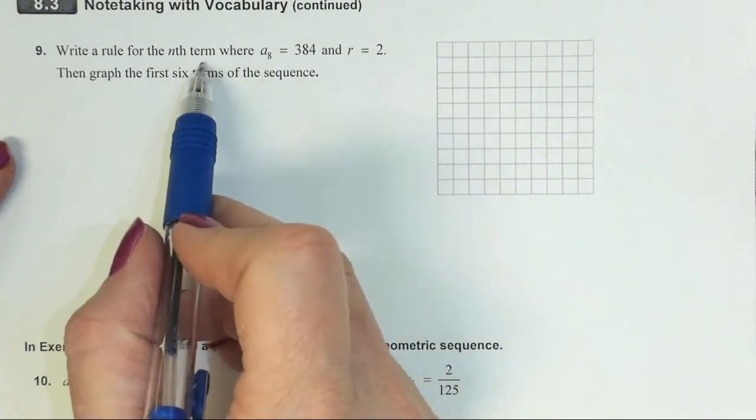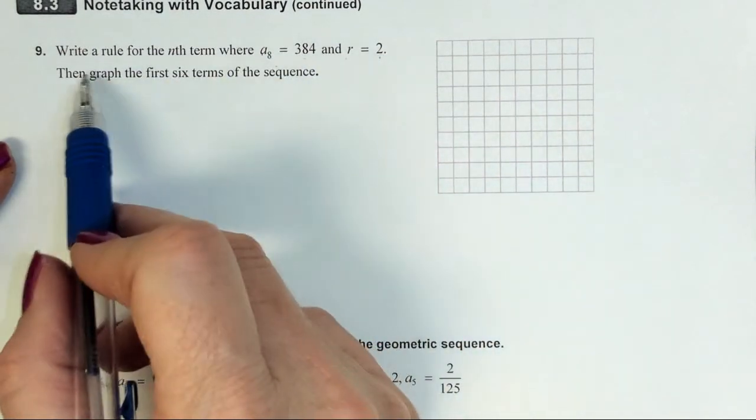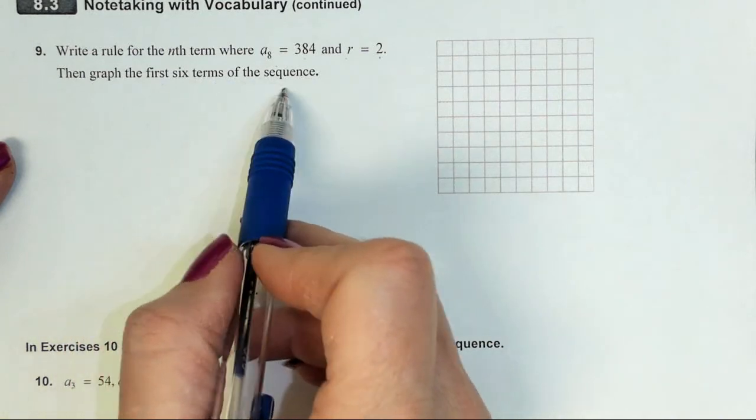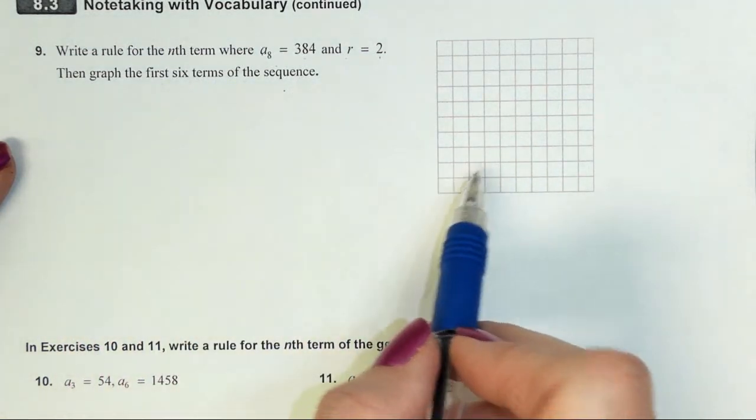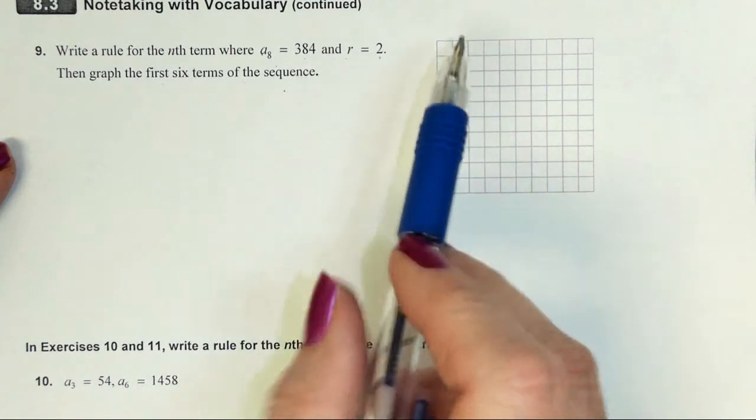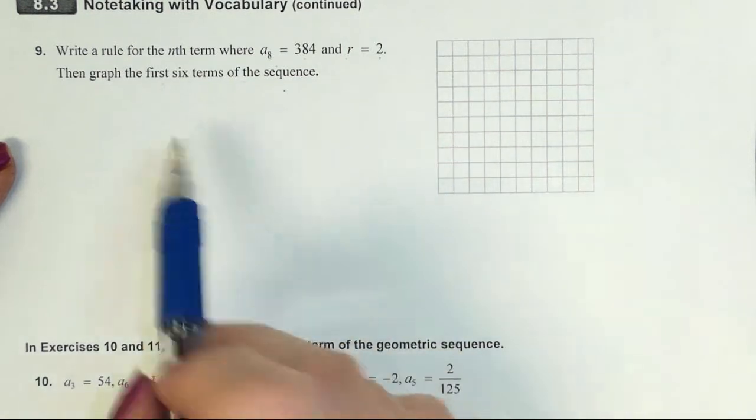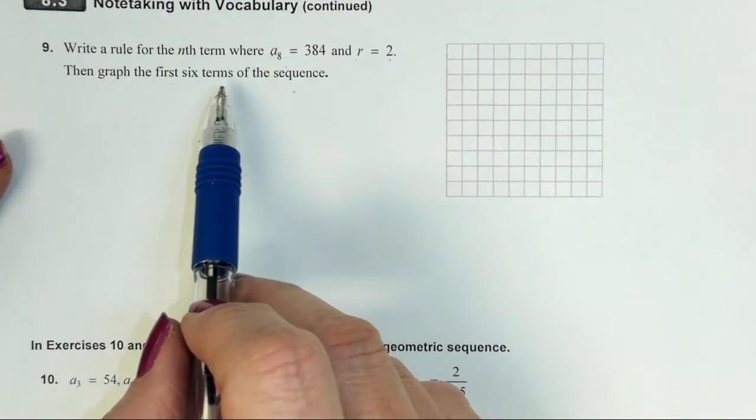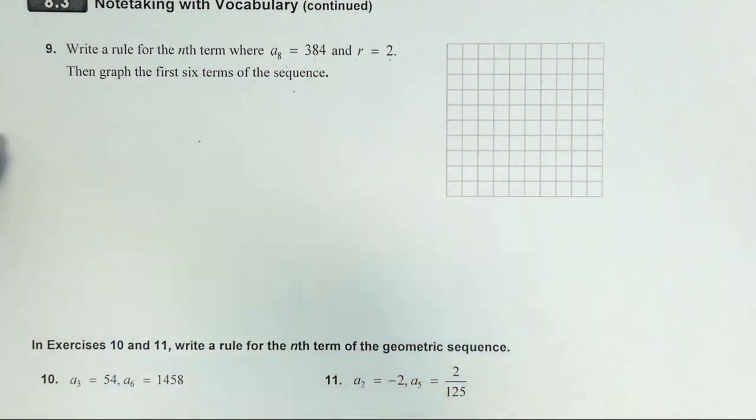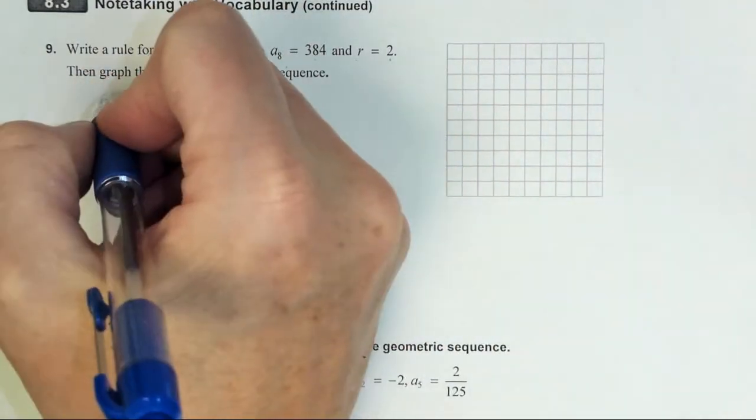Write a rule for the nth term where a sub 8 equals 384 and r equals 2. Then graph the first 6 terms of the sequence. I'm not going to make you graph the first 6 terms of the sequence, but I want you to understand just for this one problem what the shape ends up being. So I am going to graph it for this one, but you don't have to when it tells you to on your homework. All right, so looking at this, I'm trying to find the rule.